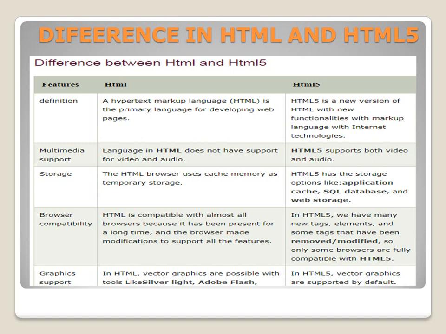Difference between HTML and HTML5. Definition of HTML. A hypertext markup language. HTML is the primary language for developing web pages. Definition of HTML5. HTML5 is a new version of HTML with new functionalities with markup language with internet technologies. Multimedia support in HTML. HTML does not have support for video and audio. Multimedia support in HTML5. HTML5 supports both video and audio.